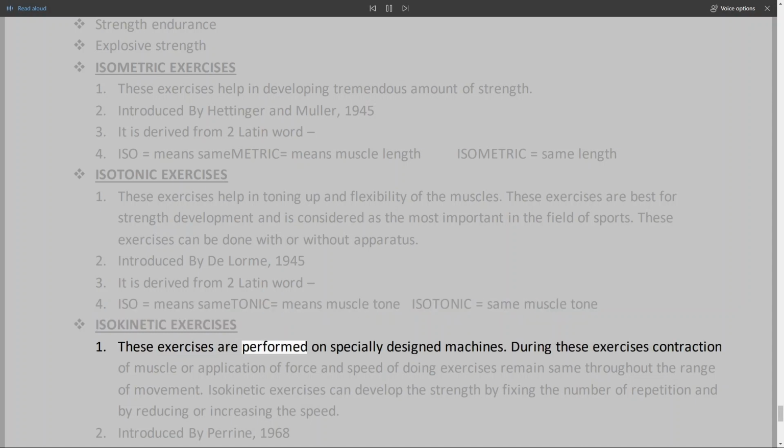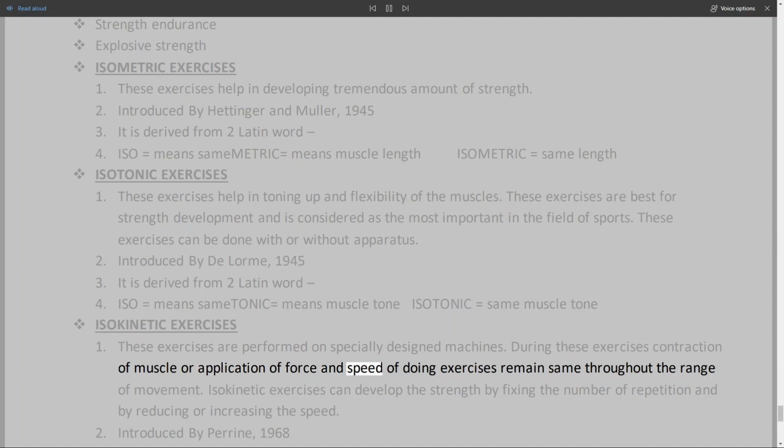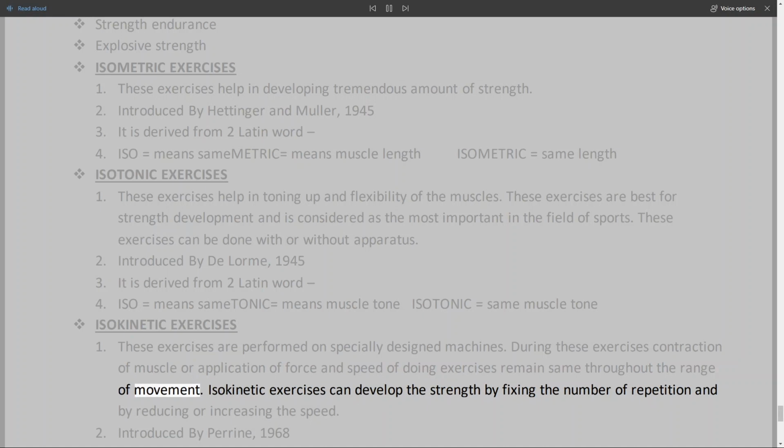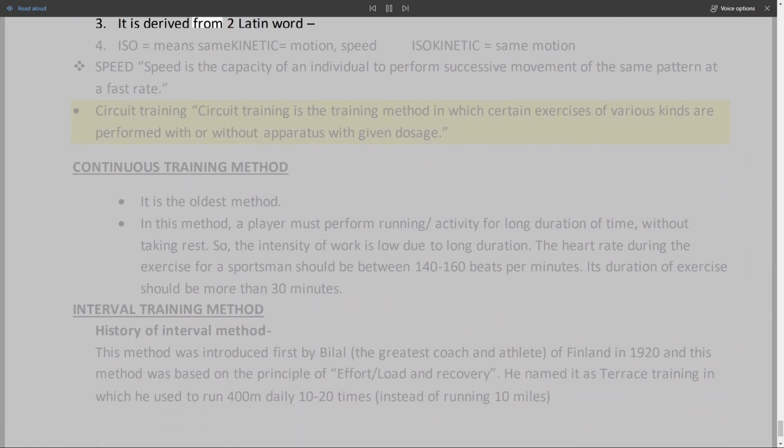Isokinetic exercises. 1. These exercises are performed on specially designed machines. During these exercises, contraction of muscle or application of force and speed of doing exercises remain the same throughout the range of movement. Isokinetic exercises can develop strength by fixing the number of repetitions and by reducing or increasing the speed. 2. Introduced by Perrine, 1968. 3. It is derived from two Latin words: iso equals same, kinetic equals motion, speed. Isokinetic equals same motion speed.